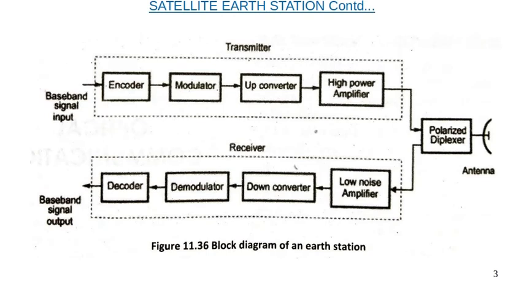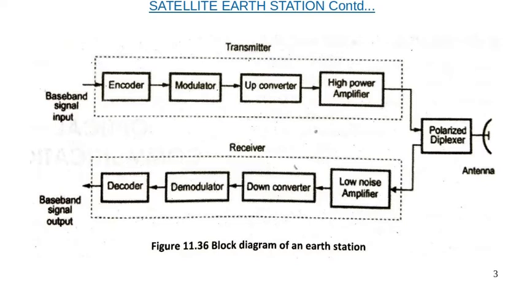Let's now consider the basic block diagram of an earth station. When we consider the communication between satellite and earth station, normally there will be two-way communication. That means there will be communication from satellite to earth station and from earth station to satellite. So in an earth station, there will be a transmitter section and also a receiver section. For transmission and reception, we can use either two different antennas, or by using a polarized diplexer, we can use a single antenna for both.